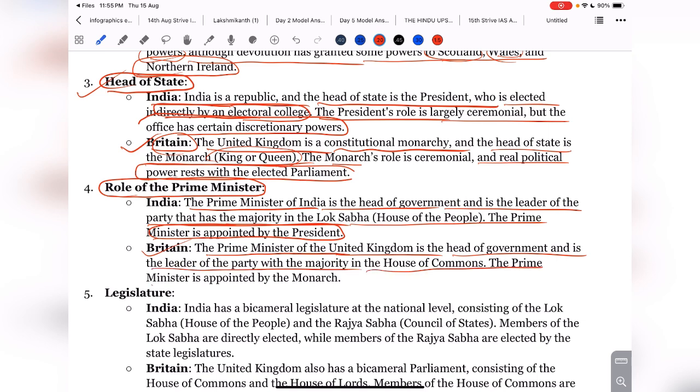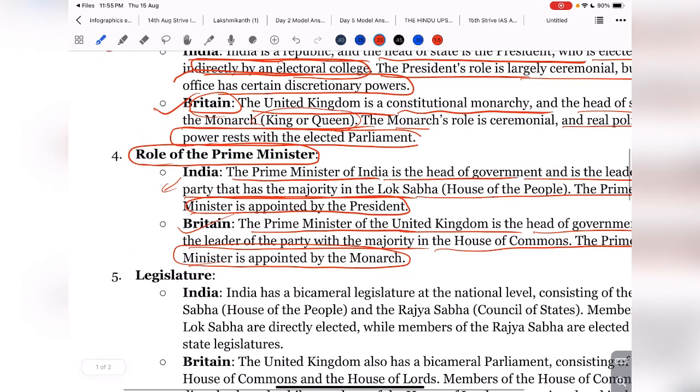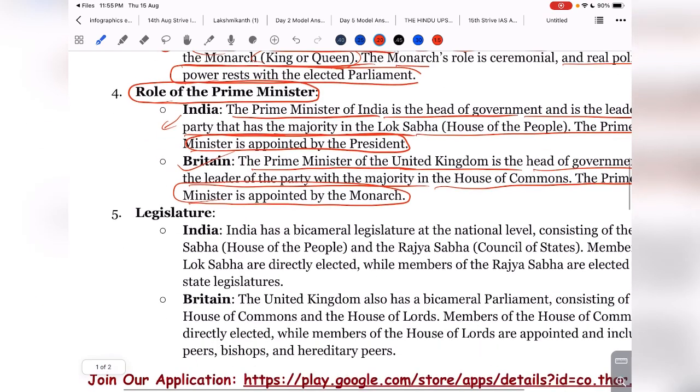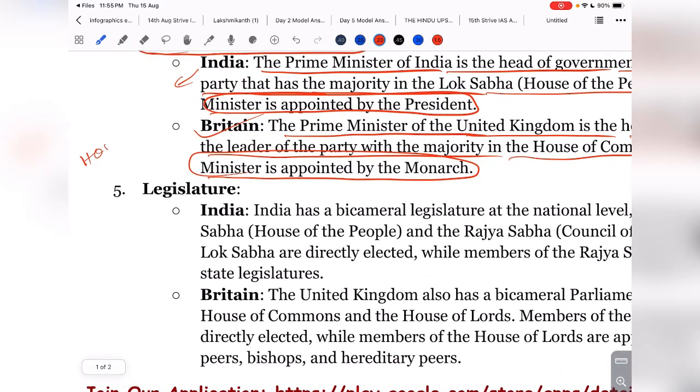In India, generally our prime minister can be either from the upper house or from the lower house. Even Manmohan Singh and Indira Gandhi ji were from the Rajya Sabha also. But in case of Britain, the prime minister must be from the House of Commons. House of Commons is equivalent to Lok Sabha. That means to be a prime minister of the United Kingdom, an individual must be a member of the House of Commons.